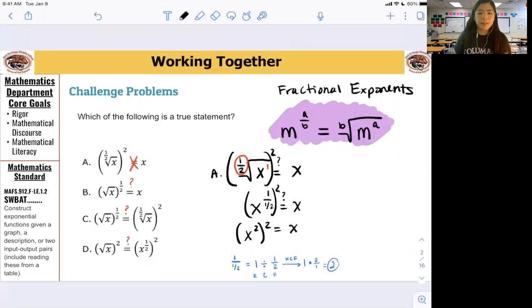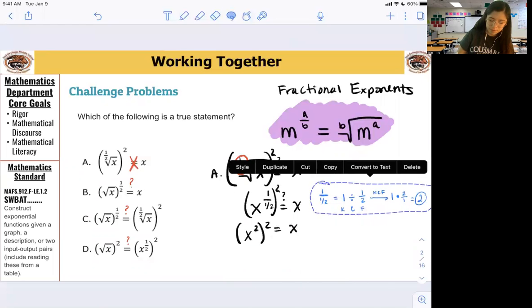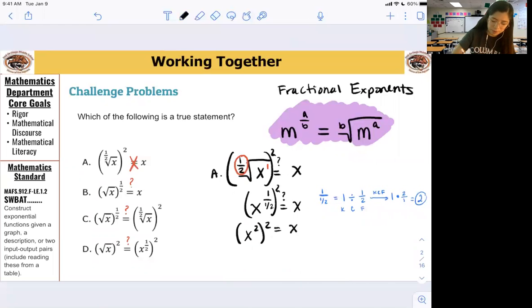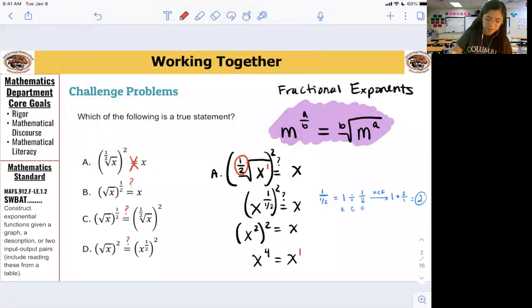Okay, there it is. Now what do I get in the end? Since we're going to distribute, 2 times 2 equals 4. So this is even worse. This is actually x to the power of 4 is equal to x. And again, that is still false because when x is all alone, what's the invisible exponent on it? 1. Right. And that simply can't be true. They do not match. So thank you. Any questions on this one?